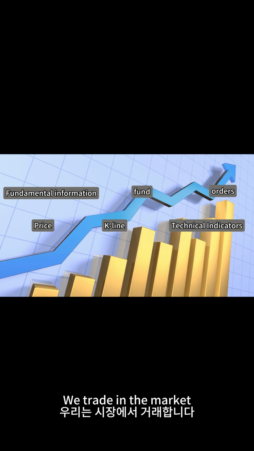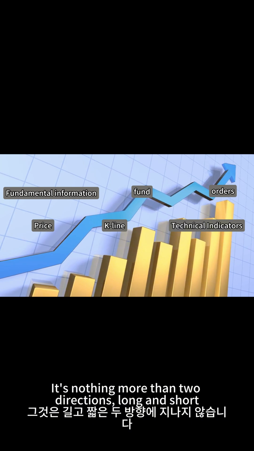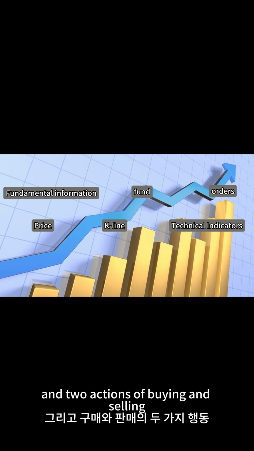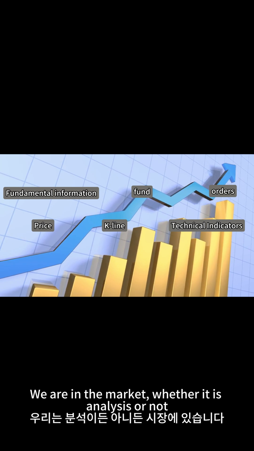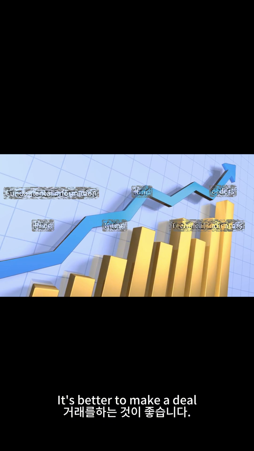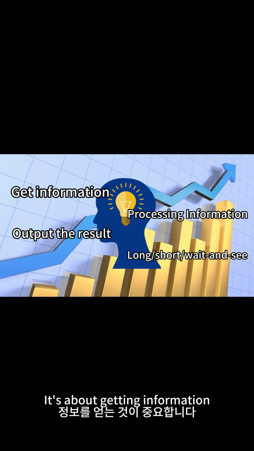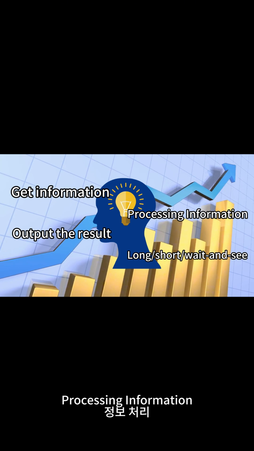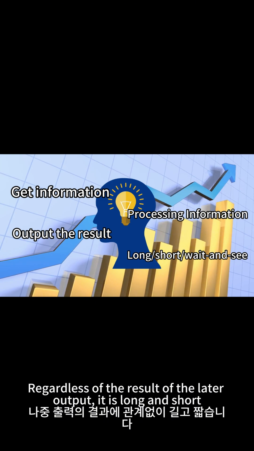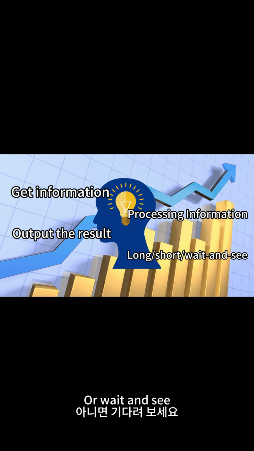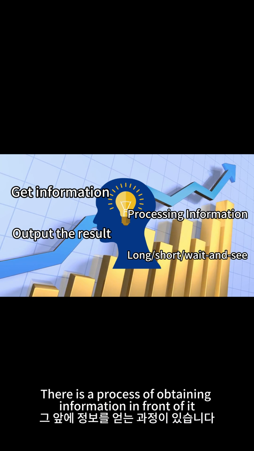We trade in the market. It's nothing more than two directions, long and short, and two actions of buying and selling. Whether we analyze or not, when we are in the market, there is one thing that everyone must do: getting information, processing information, then outputting the result. Regardless of the result of the later output, whether it is long, short, or wait and see, there is a process of obtaining information in front of it.